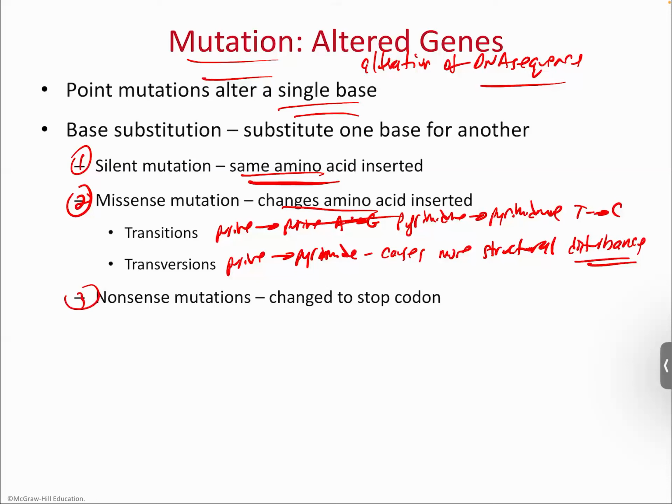Then you're going to have the nonsense mutations. This is a situation where you make a base pair change and it actually turns it into a stop codon. So like, for instance, if I have a UCA and I change that C to a G, then all of a sudden UGA becomes a stop codon, right?